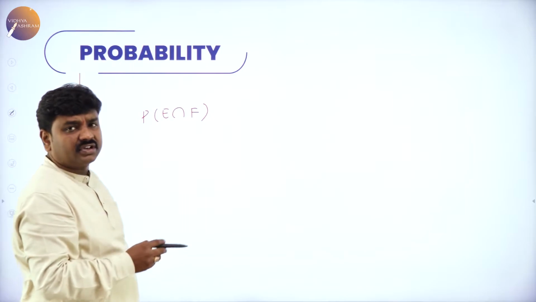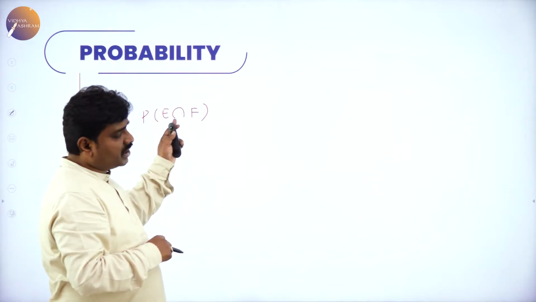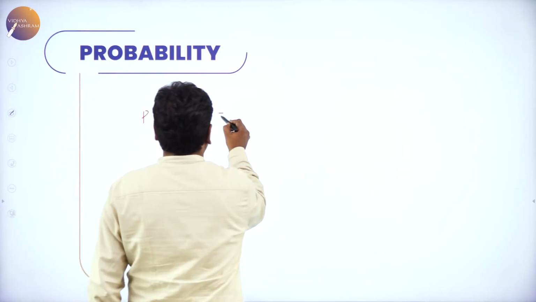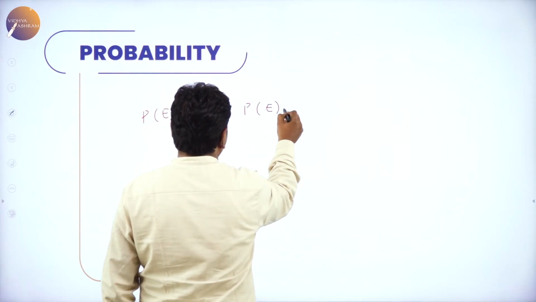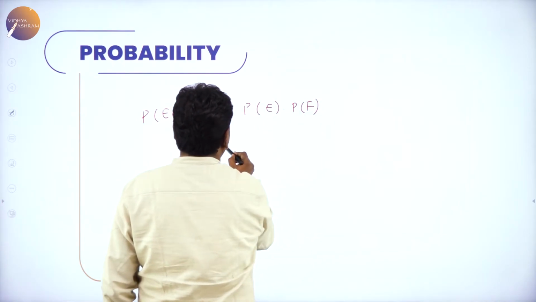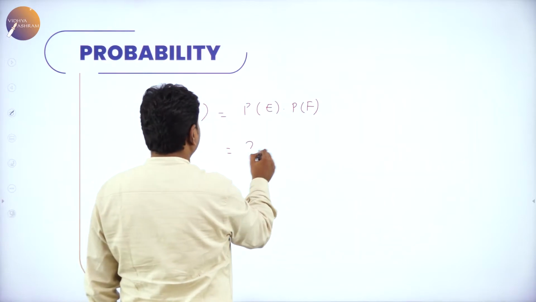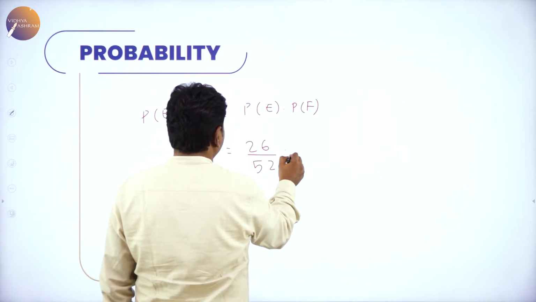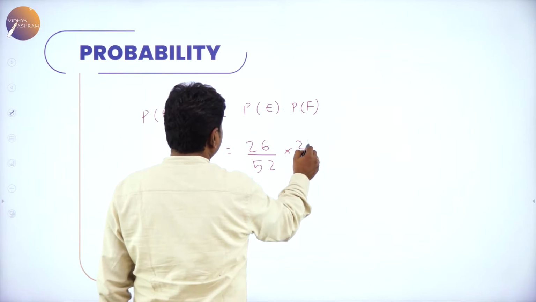What is meant by E intersection F? Drawing the first black card and the second black card, both are black. So P of E intersection F is P of E into P of F, because they are independent. What is P of E? We got 26 by 52. What is P of F? We got 25 by 51.